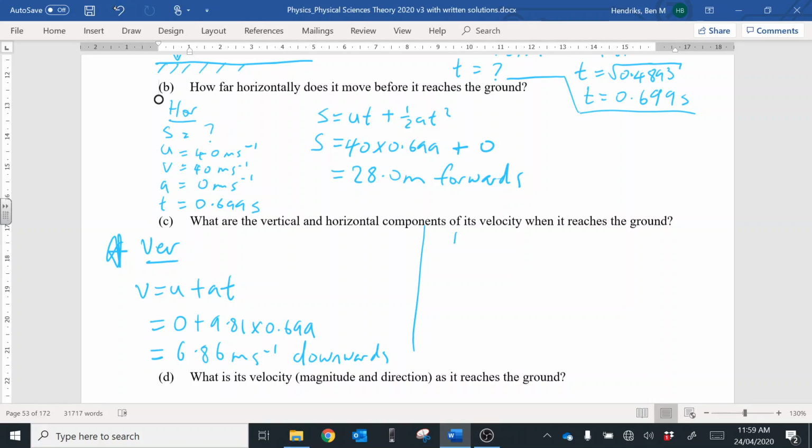And we've got our horizontal, which we already know, but we can go through the maths anyway. V is equal to U plus AT. Let me put my VV and VH in there. 40 for our U and plus 0 for our acceleration, so then VH is equal to 40 metres per second forward.